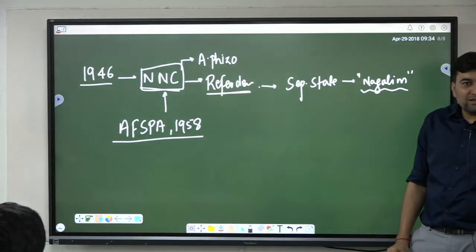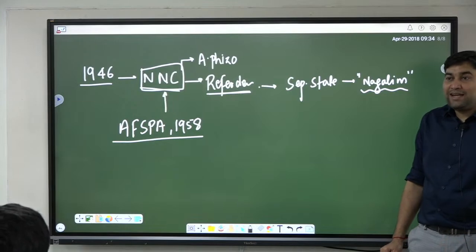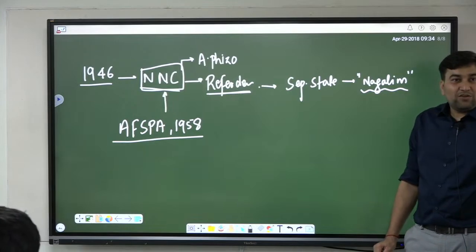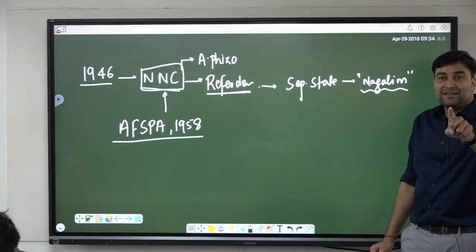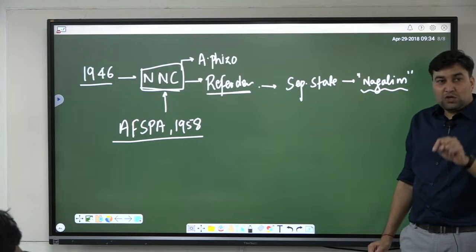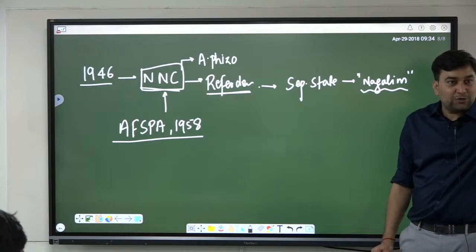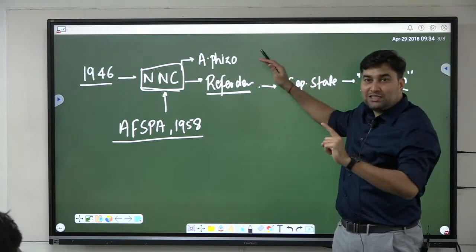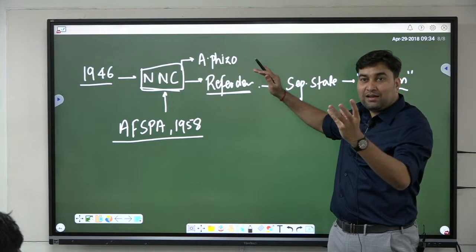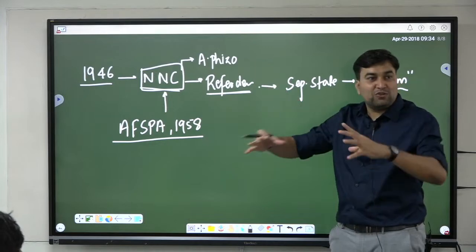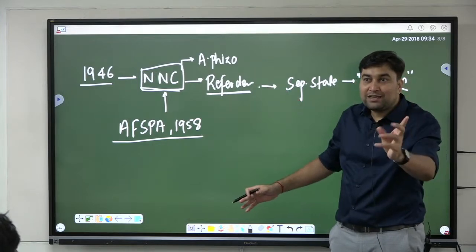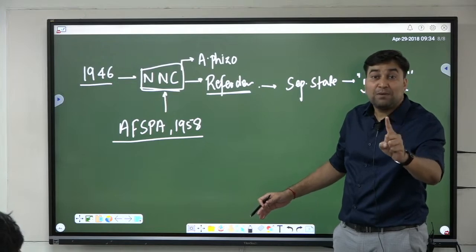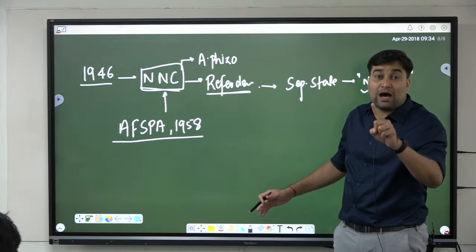Getting the idea? Why was the Armed Forces Special Powers Act basically brought in? It was basically a colonial act brought by the British government to suppress the Quit India Movement of 1942. After that, because the violence in Northeast India, especially in Nagaland, started, it spread like a fire throughout the Northeast India. To curb that, you needed to give special powers. To whom? To the armed forces.